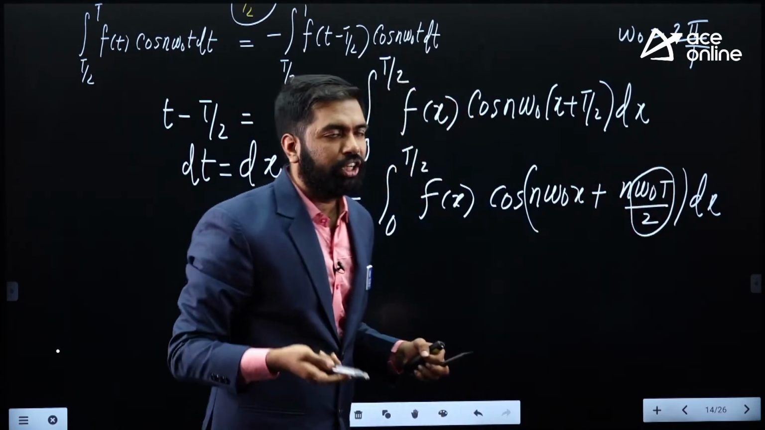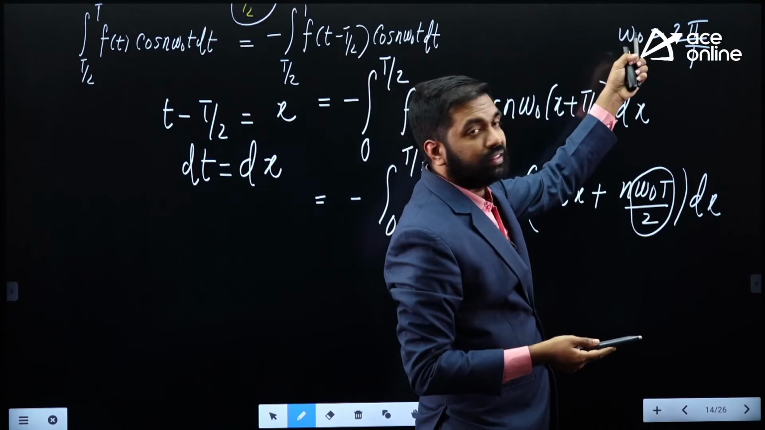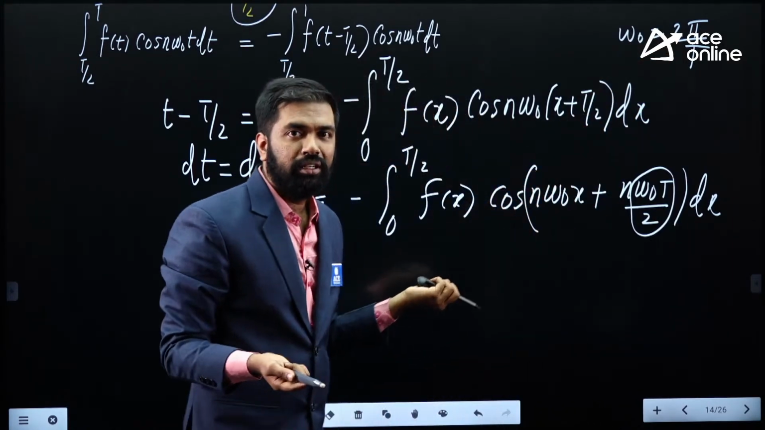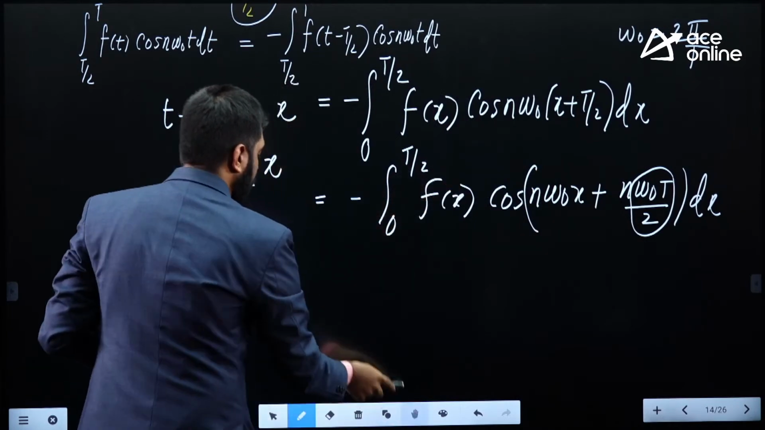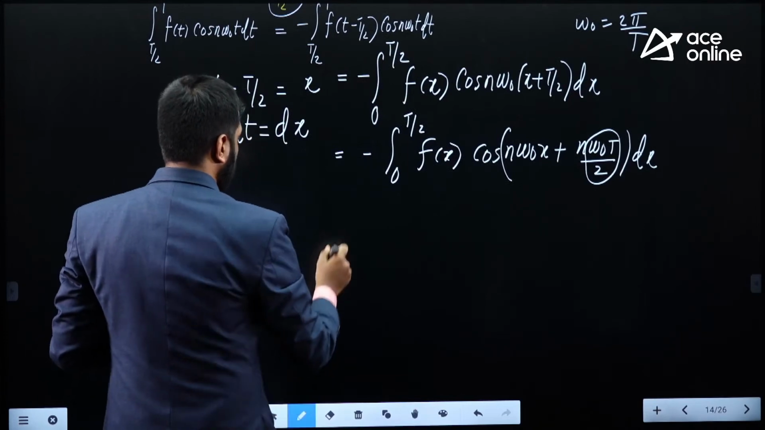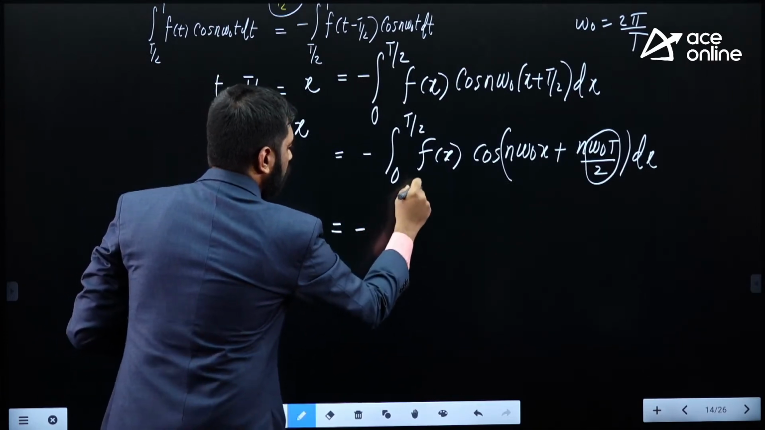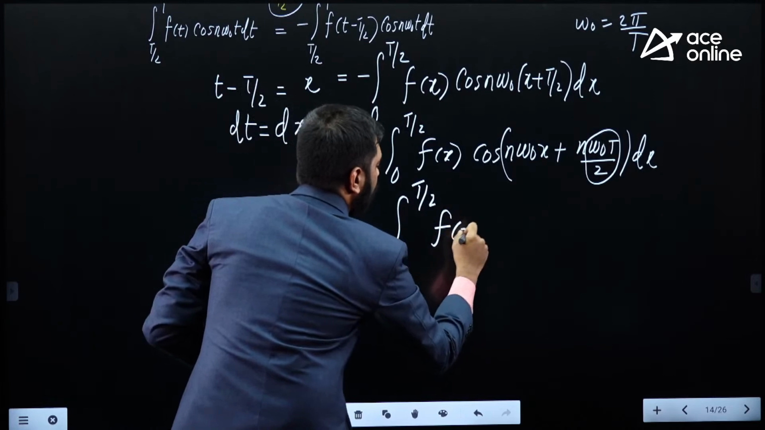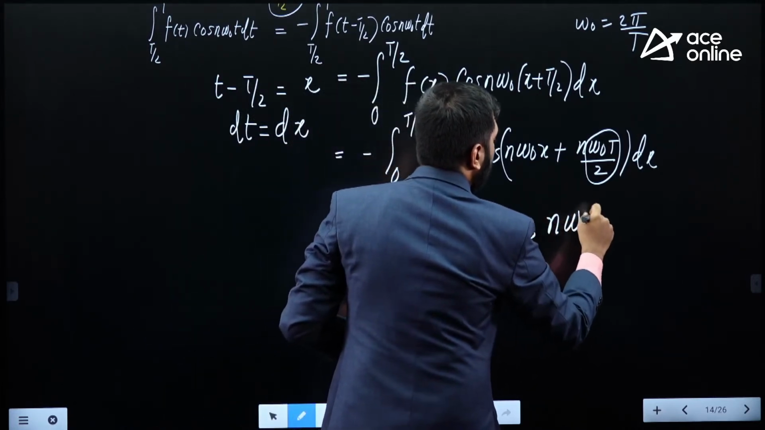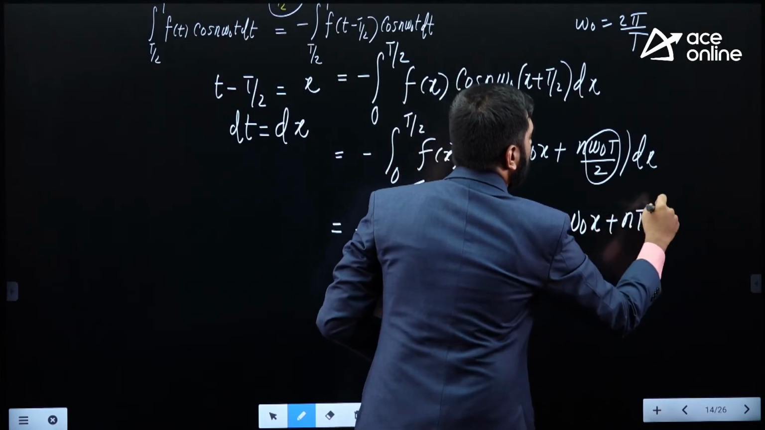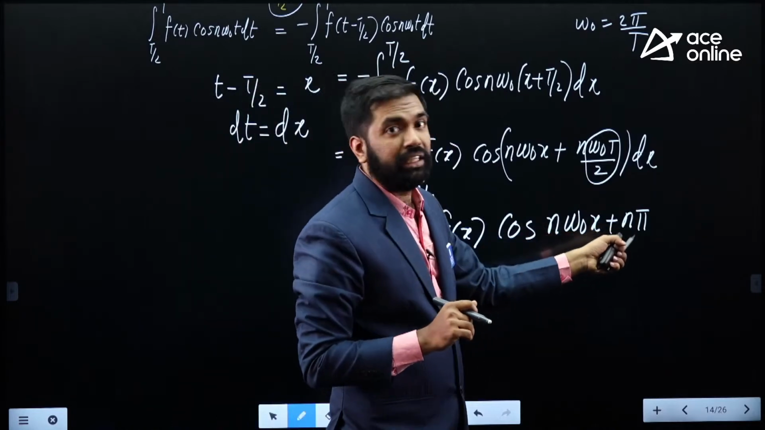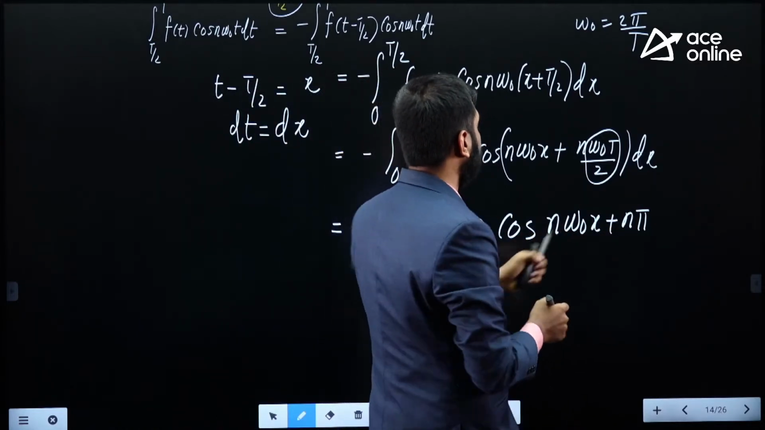If you want omega naught t by 2, send this t to the other side and then take this 2 to the left side. So what is left over is pi. Let's substitute that pi here. So what are we supposed to get? We get minus 0 to t by 2 f of x cos n omega naught x plus n pi, because in the place of omega naught t by 2, we have substituted pi. So this gives you n omega naught x plus n pi.